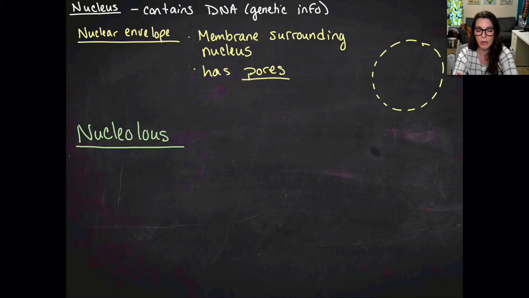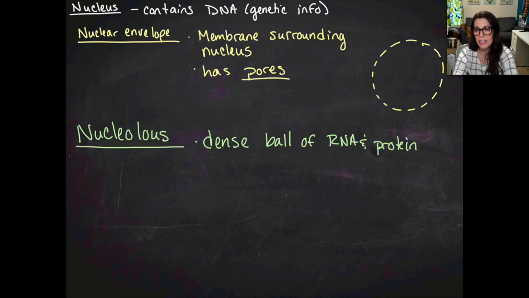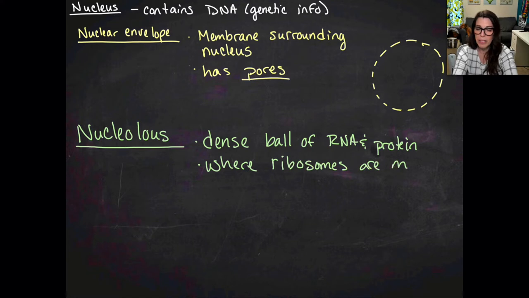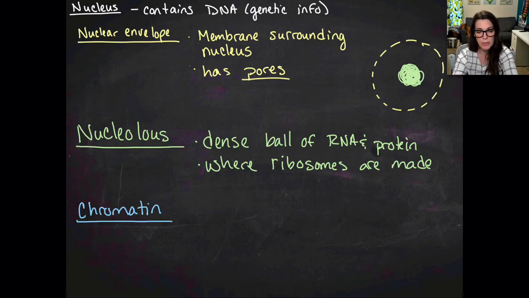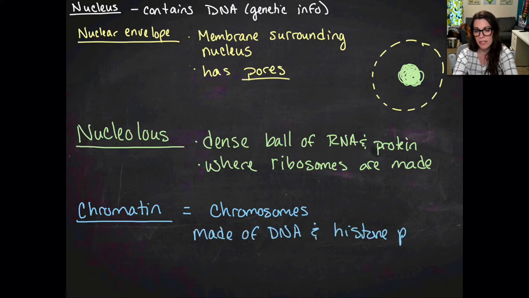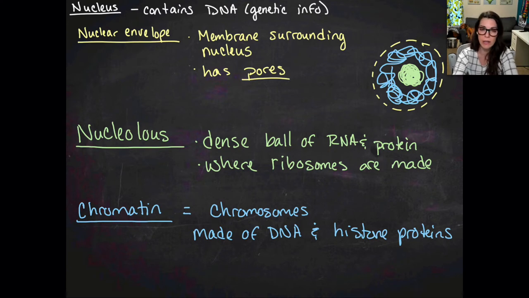And then you have the nucleolus. The nucleolus is a dense ball of RNA and proteins, and it's found within the nucleus, and it just looks like an area that's stained a different color. But it's important because it's where ribosomes are made, and remember, ribosomes are what make all of the proteins in the cell. So that's the nucleolus, and then you can have chromatin. And chromatin is all of the chromosomes in the cell, and chromatin's made of DNA and histone proteins, and it's just, you know, your DNA in your nucleus. So that's the nucleus of the cell, right?